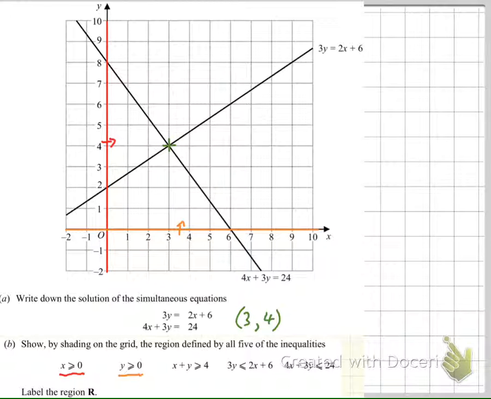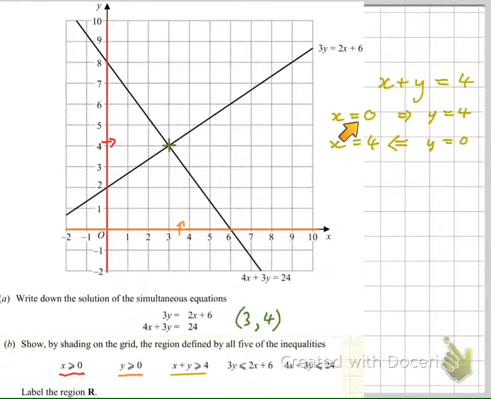Now we have x plus y greater than or equal to 4. Well, let's think about the line x plus y equals 4. What does that look like? Well, you can quickly work that out, because you can quickly find where it intersects the two axes. So if we let x equal 0 and ask what would that make y, and then we make y equal 0 and ask what would that make x. I'll just go through that more slowly.